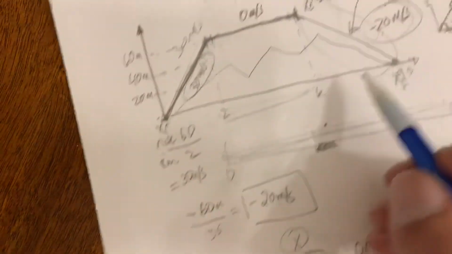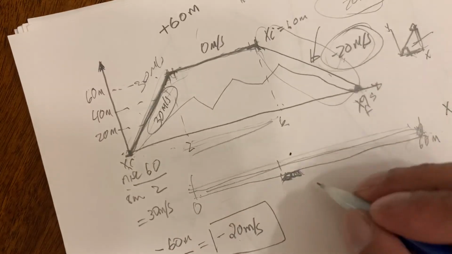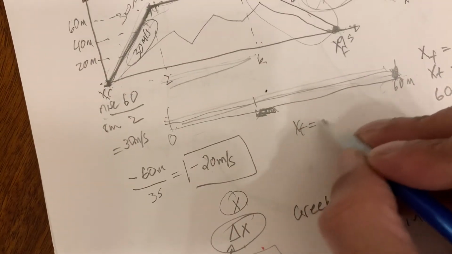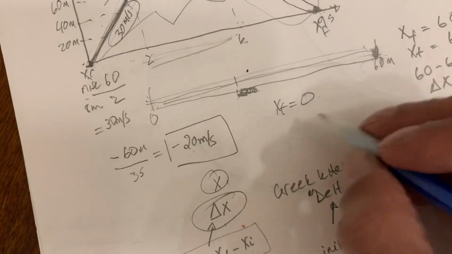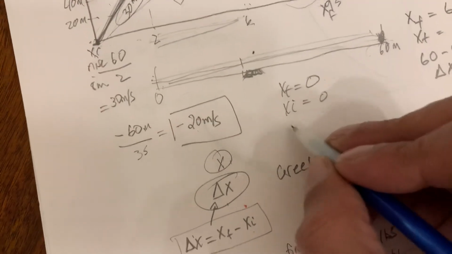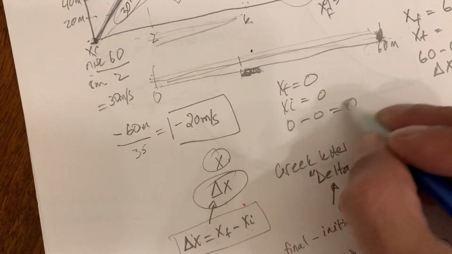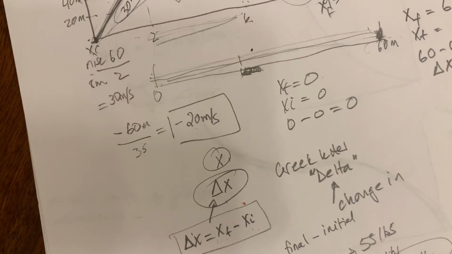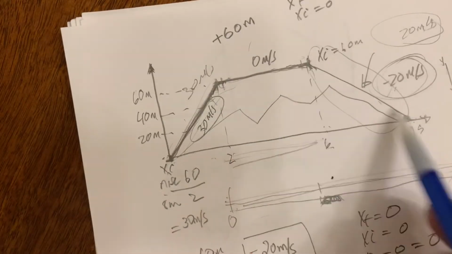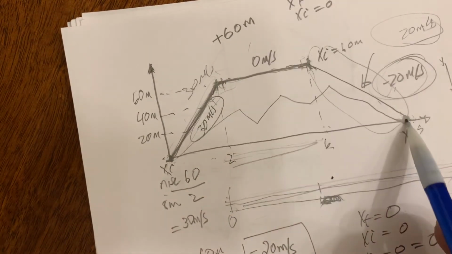If I ask you from here to there, well, that's your final, that's your initial. Okay? So in this case, if I look at this graph, my x final is 0, and my x initial is 0, and 0 minus 0 has been 0 for a while. Okay, so 0 displacement because you came right back where you started.